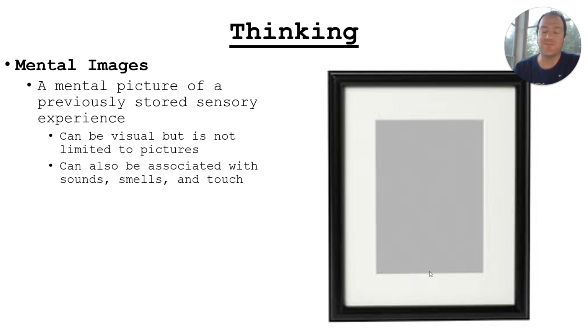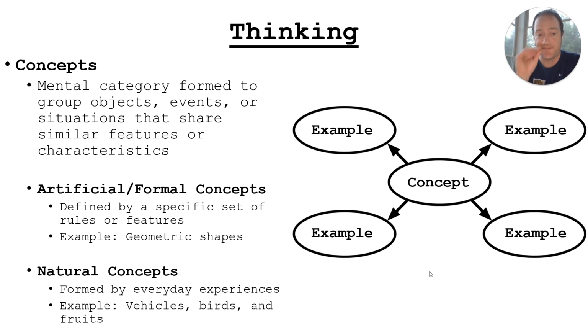And kind of going back to the memory side, these can help. We sort of talked about this with context dependent memory. These can help jumpstart memories from your long term memory to come to your short term memory, and they can help you recall information very quickly. But a mental image, again, is just a mental picture or image of a previous sensory experience. Usually we think visual a lot of times, but it can be any sensory experience. Okay. All right.